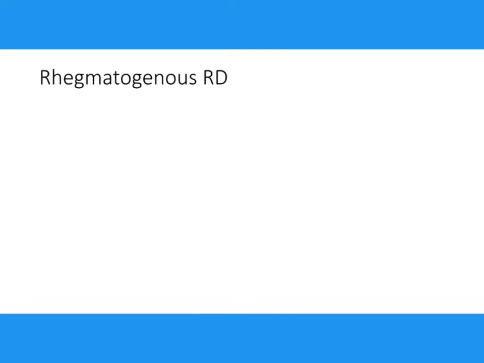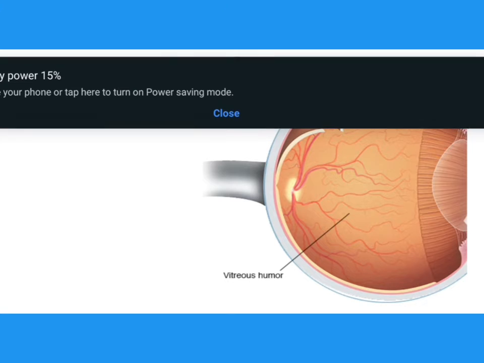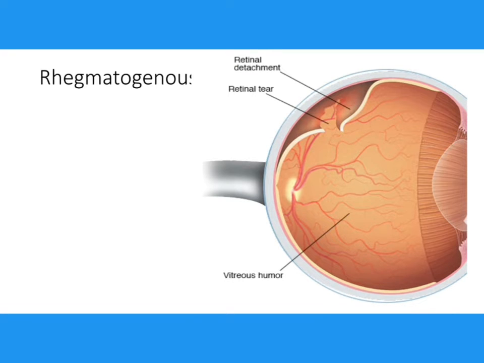So first of all, let's start with rhegmatogenous retinal detachment. So what is it? Here in this picture, you can see that there is a tear on the retina. Okay, so this rhegmatogenous retinal detachment is due to a tear or hole in the retina. From this tear or hole, vitreous gets in, and this vitreous makes the retina detach from the retinal pigment epithelium.